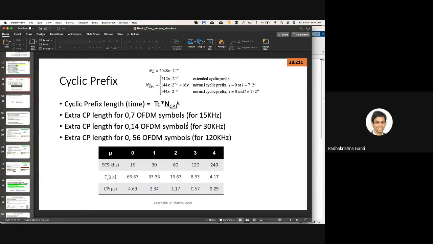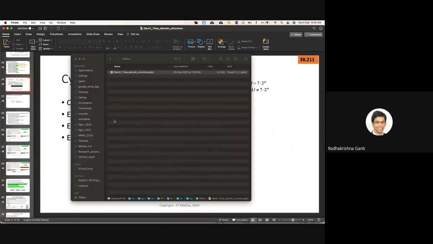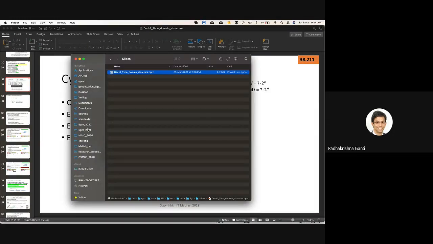So now let's go forward and look at cyclic prefix and other things. Which document gives you the cyclic prefix? Again, the document on 38211 gives the cyclic prefix. I'll just open the document and keep it ready.